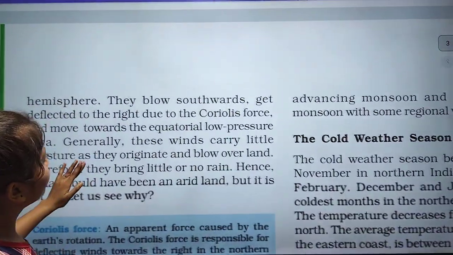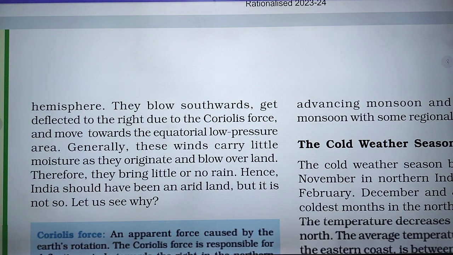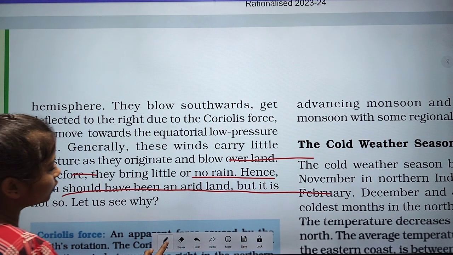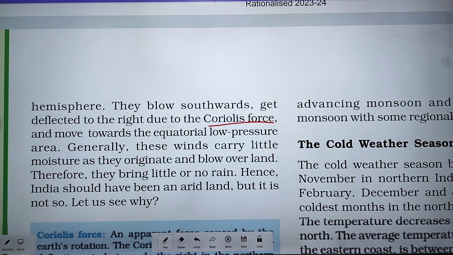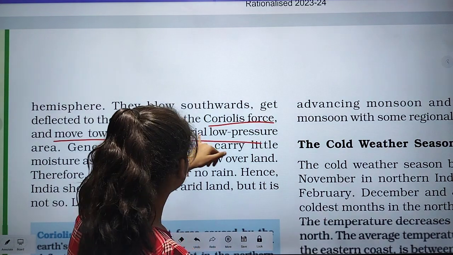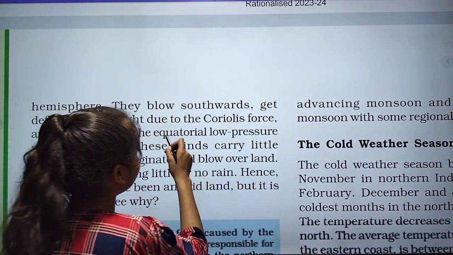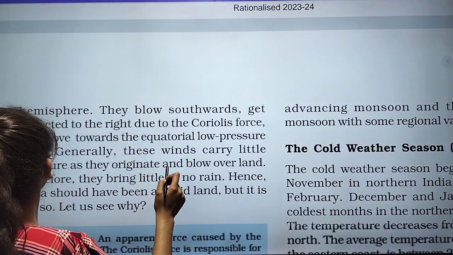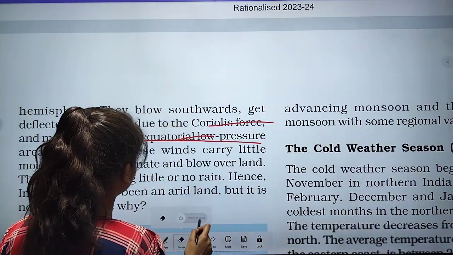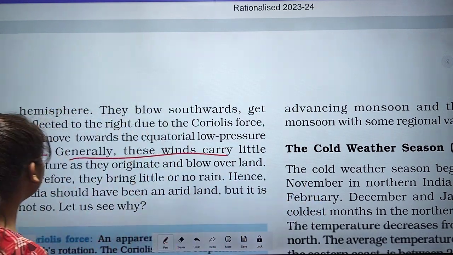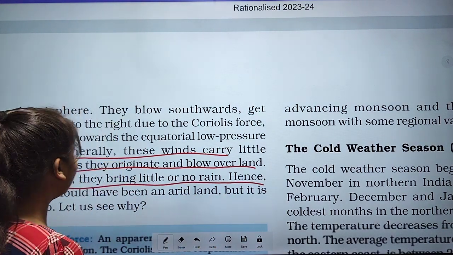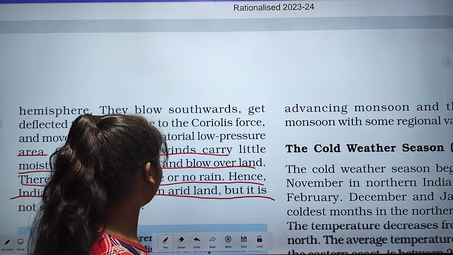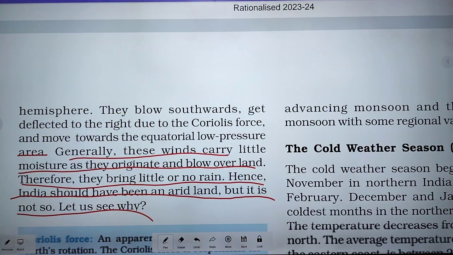So they blow southward, get deflected to the right due to the Coriolis force, and move towards the equatorial low pressure area. Generally these winds carry little moisture as they originate from and blow over land. Therefore, they bring little or no rain also. Hence, India should have been an arid land, but it is not so. Let us see why.